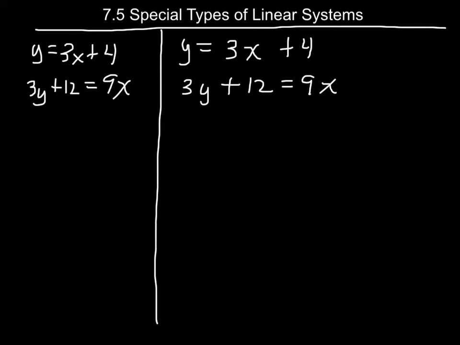And what I'm going to sub in for is my y. So my y right here is equal to that right there. So when I sub that in, I'm going to use parentheses. So I get 3 times 3x plus 4 is equal to 9x. So I took this 3x plus 4, which is right here, and I plugged it in for that. So I still have the 3.